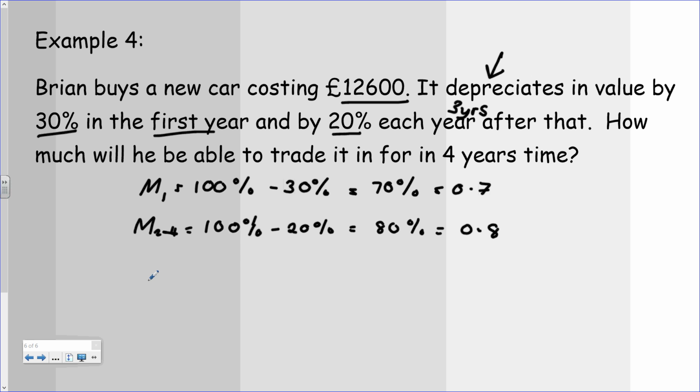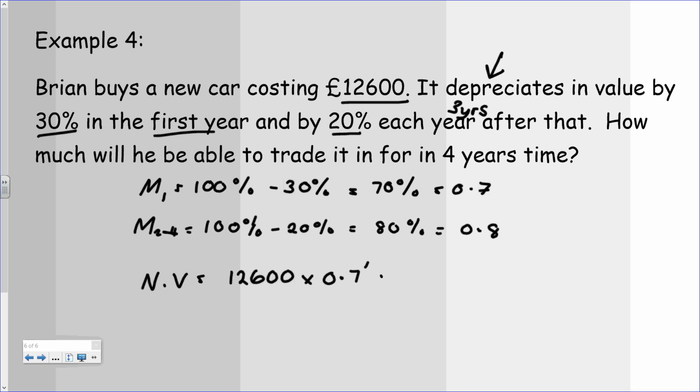So let's get ready. So we're going to do the new value of the car. So the new value of the car is the existing amount, 12,600, times by the multiplier for the first year, which is 0.7. Now I can do power of 1. Makes no difference to the calculation, or you can just leave that blank. Then that's going to give me an answer.